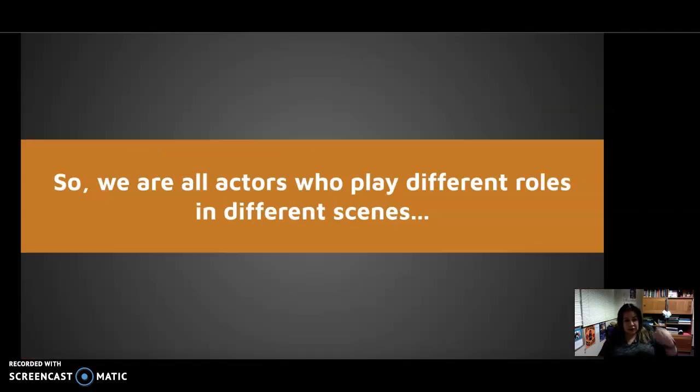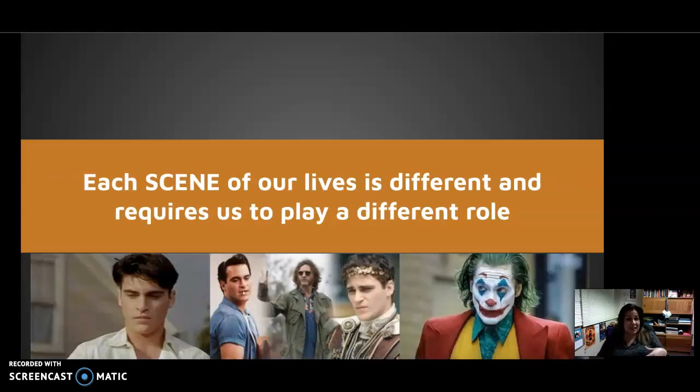Let's just take this metaphor and understand this again. We are all actors, and we play different roles in different scenes in our lives. Each scene of our lives is different, so we have to act differently in each of those scenes. Okay, so now we're going to take that to think about writing.